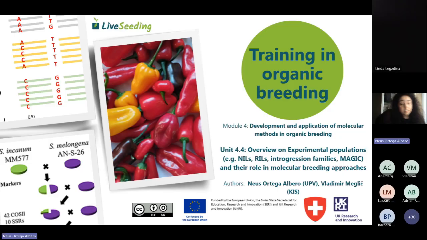What I want to present in this unit together with my colleague Vladimir Meglic. We want to discuss the development of these new breeding populations with improved performances under low input and abiotic stresses and other conditions, and their role or possible role as starting materials for breeding programs or for commercializing new varieties.